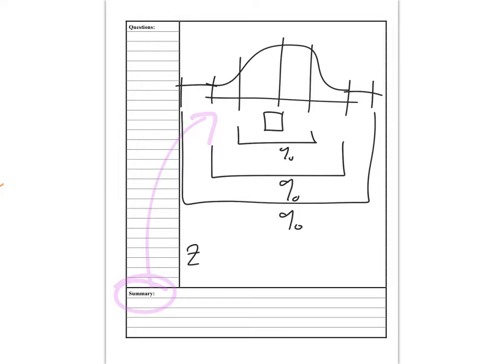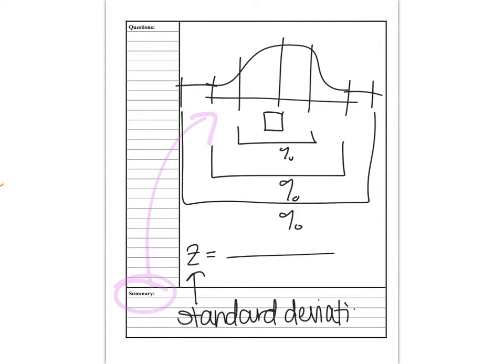You can also talk about z-scores and how you find them, the formula for it, and what those z-scores actually stand for. Remember that stands for the standard deviations from the mean. And last but not least, you should talk about when something is likely to occur versus unlikely.